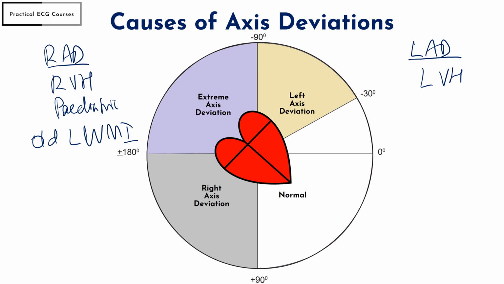And what happens similarly when you have an old inferior wall MI? Inferior wall MIs are associated with right ventricular MI as well. So this area is not getting adequate conduction. And what happens to the vectors then? It goes to the left side. So old inferior wall MI is a cause of left axis deviation.